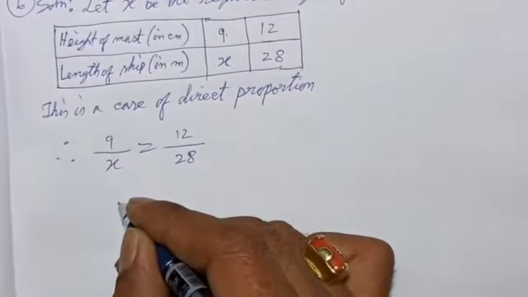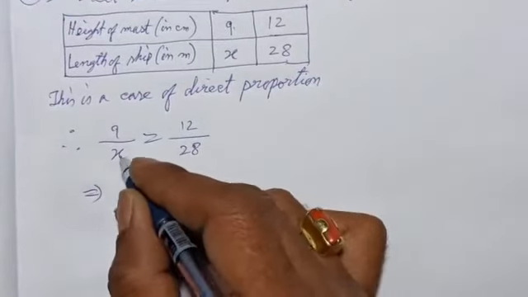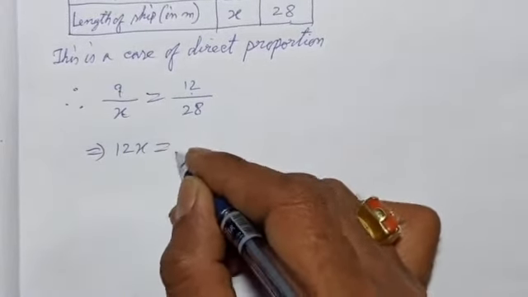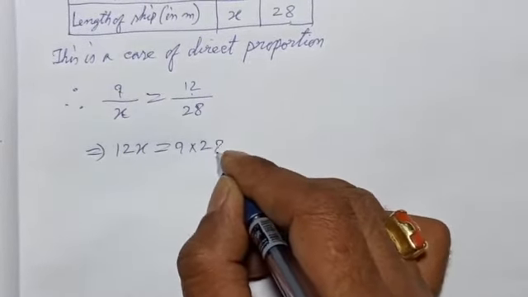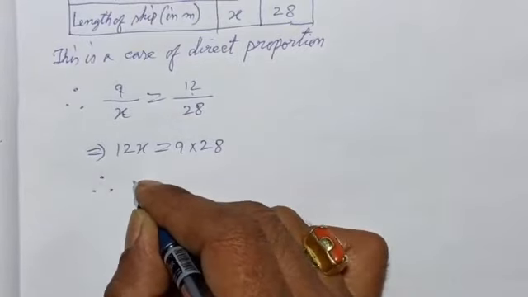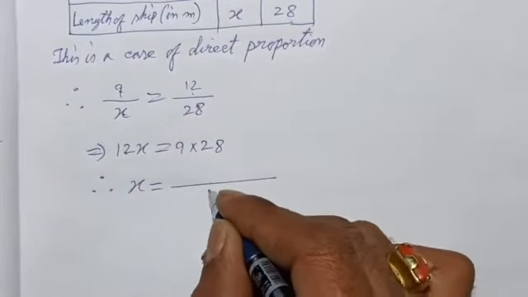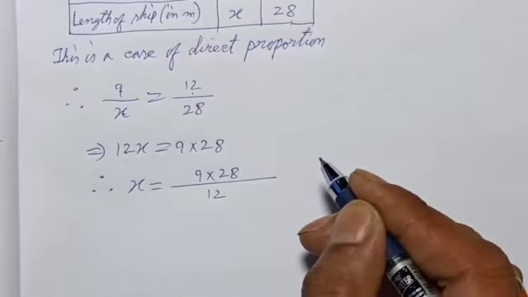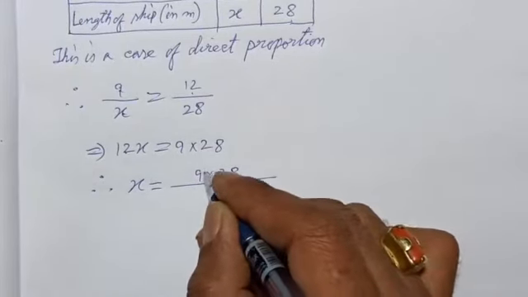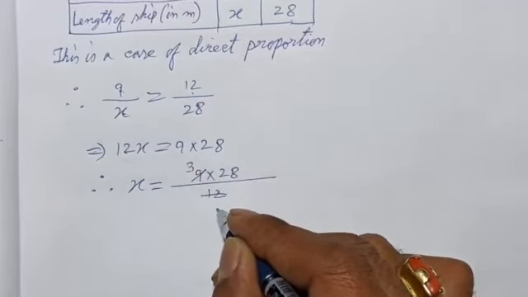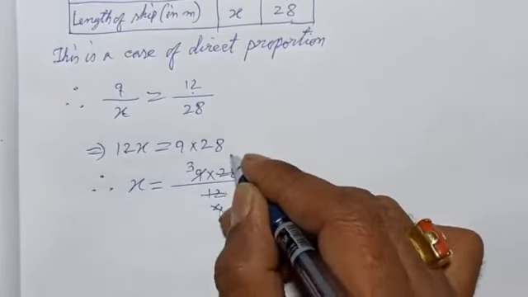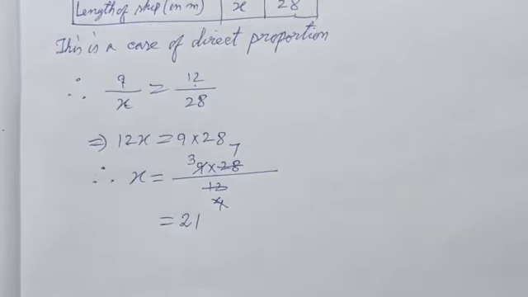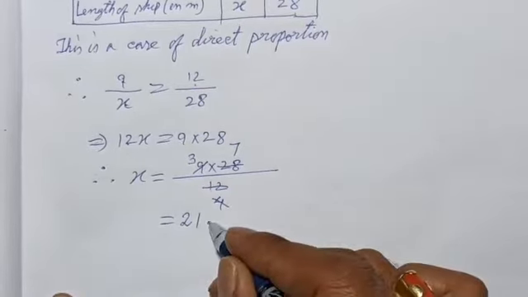Now cross multiplication. If x and 12 are multiplied, then we will get 12x. 9 and 28 are multiplied, 9 into 28. Therefore, x is equal to 12 divided by 9 into 28. Let us divide by 3. 3 3s are 9, 3 4s are 12, 4 7 times 28, 7 3 times 21. 21 centimeter.